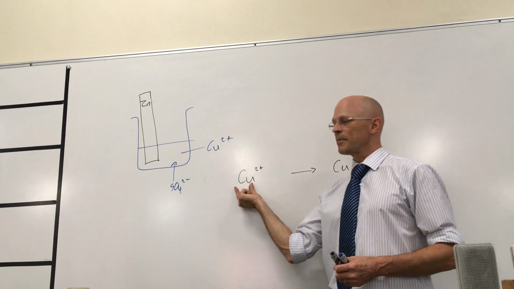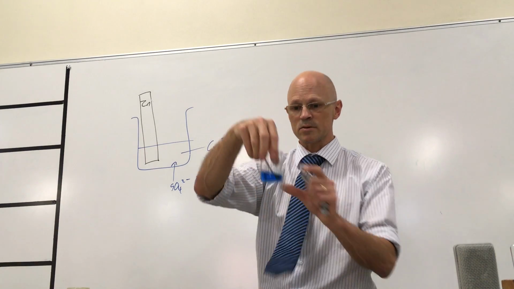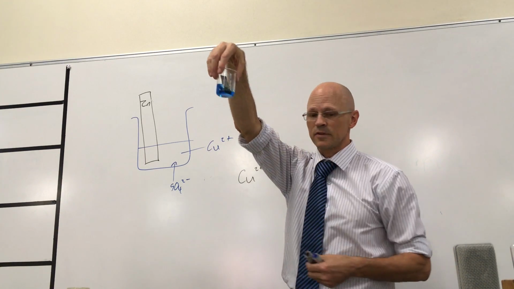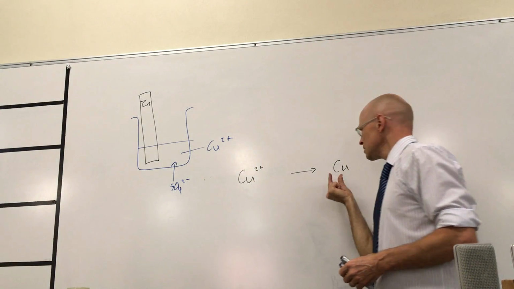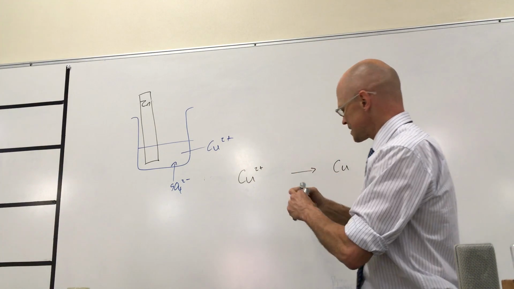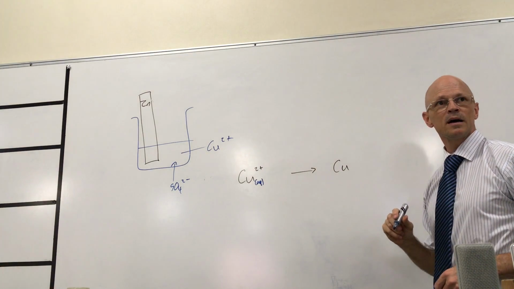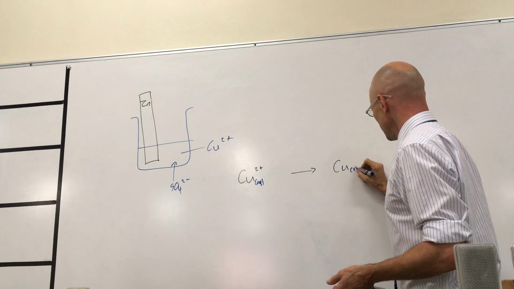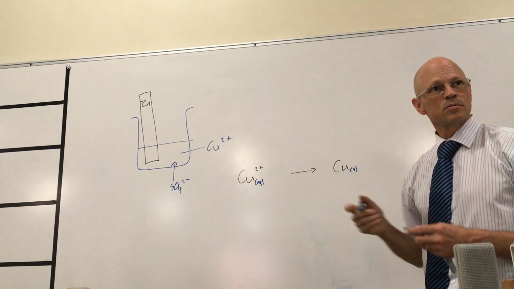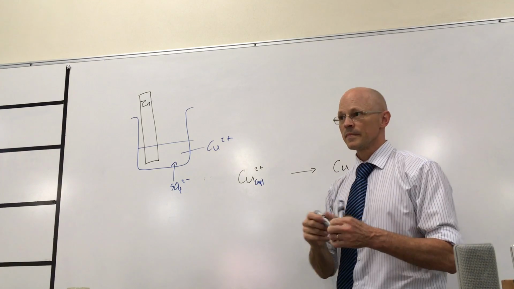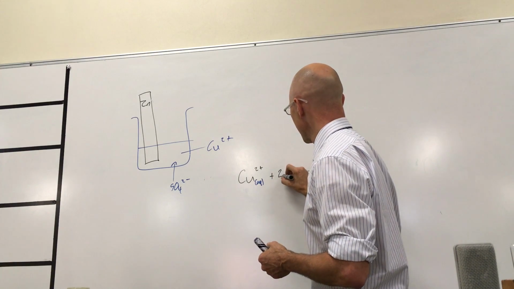So I've gone from copper ions, and the copper ions are blue. That's what actually gives it its blue colour. It is blue because of copper ions floating around. It has gone to straight copper. So in this case, this is aqueous, and it's turned into copper solid. And what's happened to the copper ions? They've gained 2 electrons.